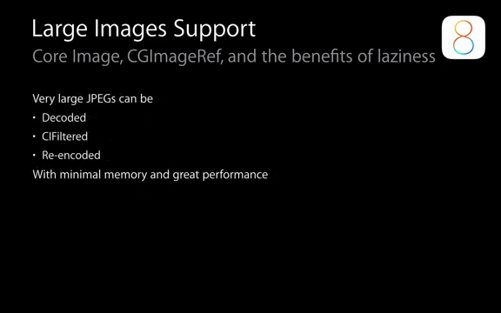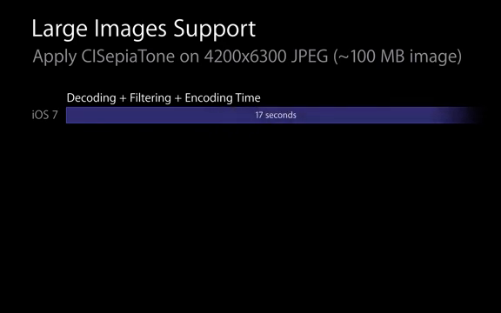So what all this means is that if you have a very large JPEG, you can decode it, apply a filter to it, and re-encode it back into a JPEG with minimal memory and great performance. This is a huge win for Core Image on iOS. Let's take a quick example: applying a sepia tone effect to a 4K by 6K JPEG, so 100 megabytes of image. On iOS 7, that took 17 seconds to decode, apply the filter, and re-encode as a JPEG. On iOS 8, that's 1 second.